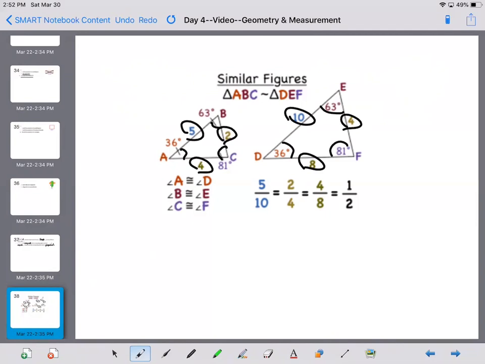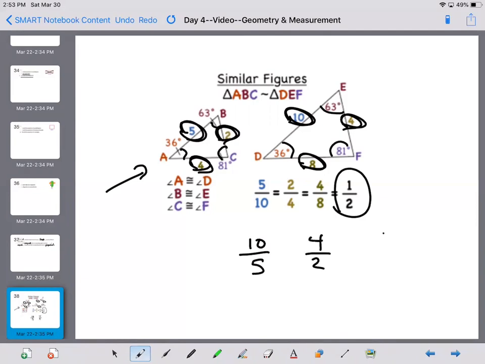So notice that when we compare 5 to 10, 2 to 4, and 4 to 8, all of those ratios end up being half. So we would say that triangle ABC's sides are half the length of triangle DEF, or we could say triangle DEF has twice the side length, because we could start at DEF and compare 10 to 5, 4 to 2, and 8 to 4. All those are going to be equal, and they would all have a 2-to-1 ratio.